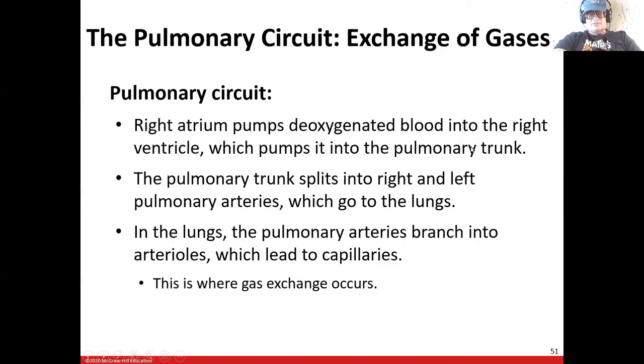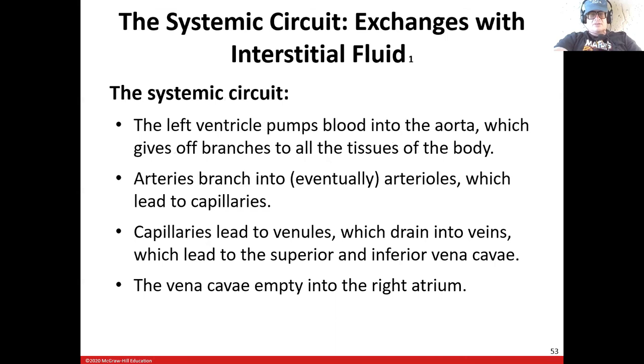Now we're about to talk about the systemic circuit. The left ventricle pumps high oxygen blood into the aorta, and that branches off to all the tissues. The arteries branch into arterioles, which go to capillaries. The capillaries are where we do the gas exchange, where we dump our oxygen, pick up our carbon dioxide, dump our nutrients, pick up our waste.